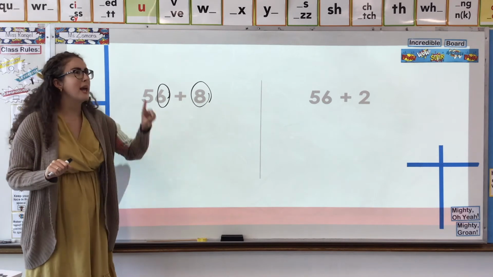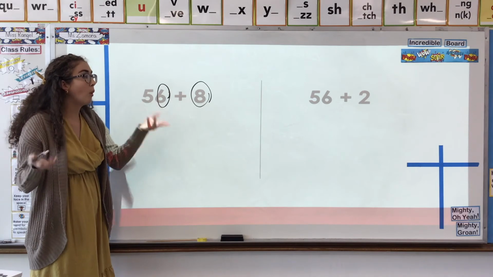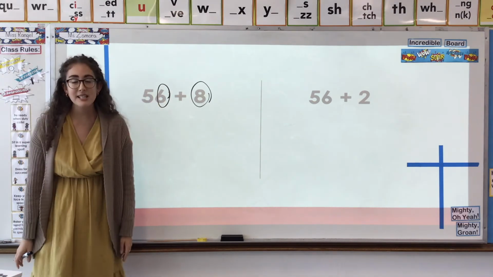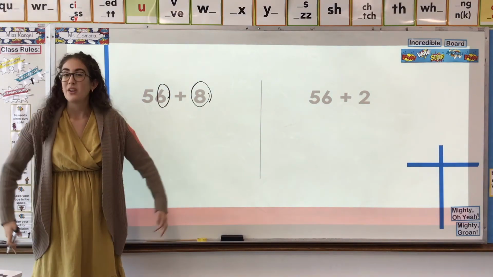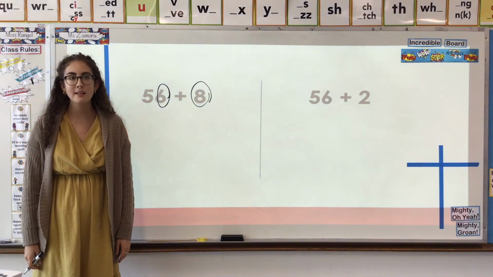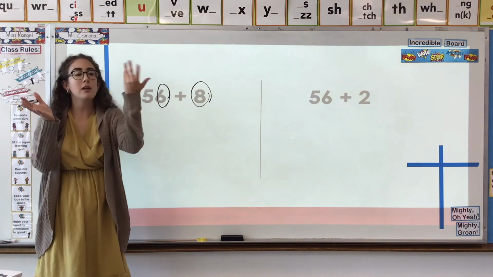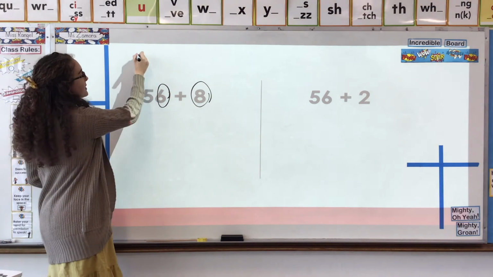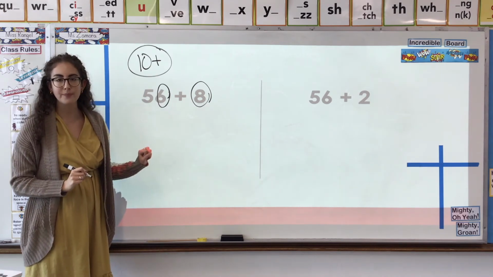I know 8's pair to 10 is 2. And I know 6 is more than 2. So that's going to tell me 6 and 8 are going to make a number bigger than 10. So if we know these numbers will be bigger than 10, what strategy are we going to want to use? Place value or 10 plus? We're going to use our 10 plus strategy to solve this problem.